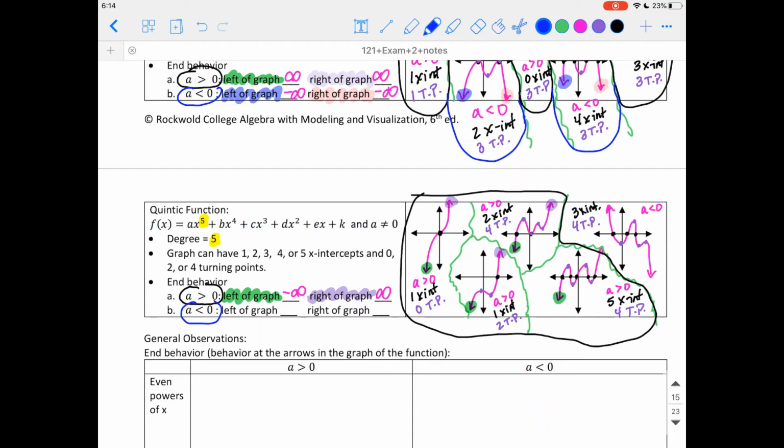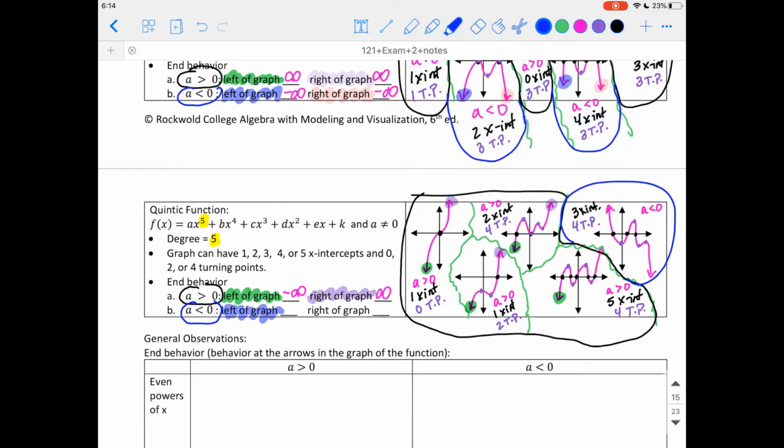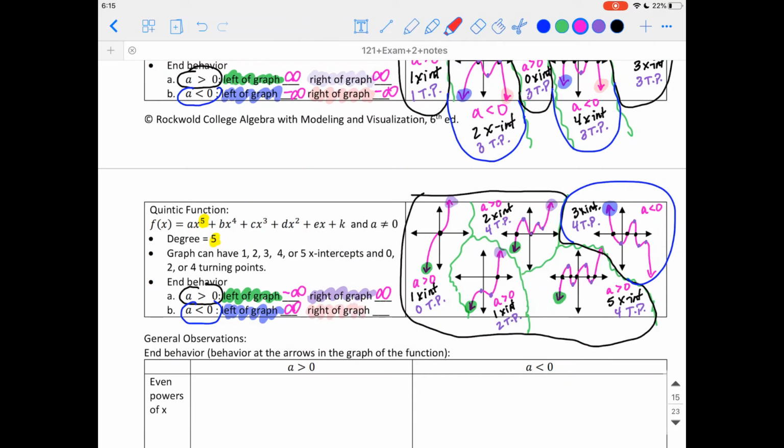And for A less than 0, we just had 1 kid, which was this one. And so for the left of the graph, it's that part of the graph right there. And that's headed forever up. And the right of the graph is that part of the graph is headed forever down.